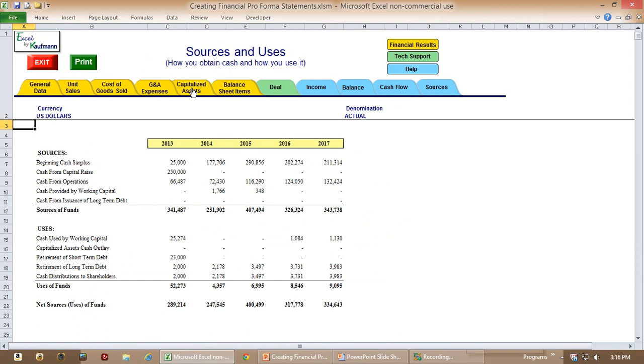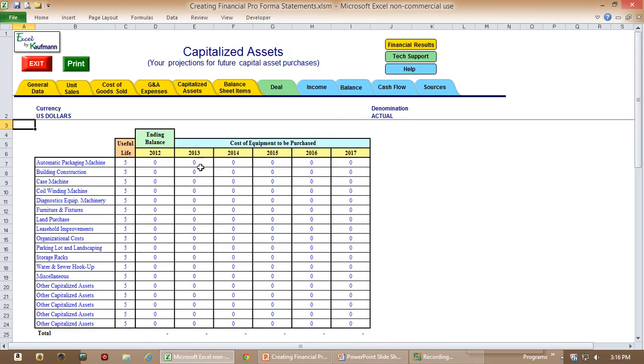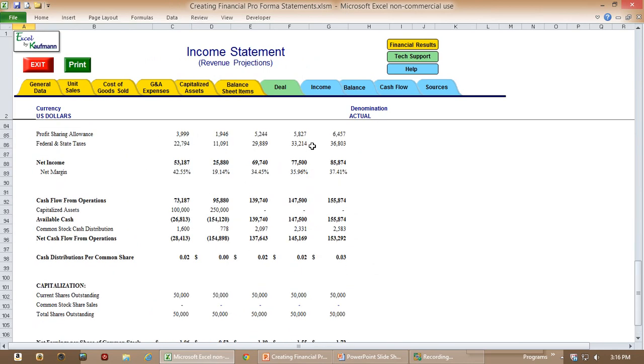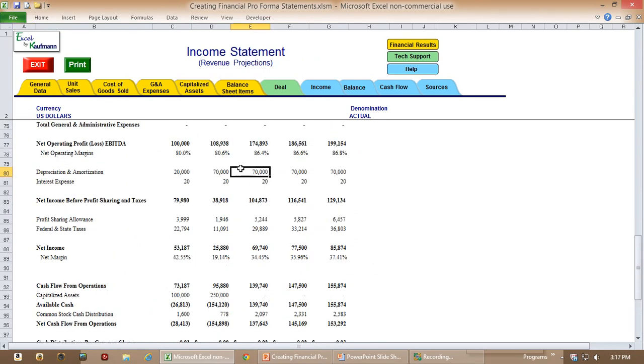Also, I failed to mention, let me show you two more things. Capitalized assets: they could go in here and enter the useful life for depreciation purposes, the year, and the amount they were going to buy it. This played out on the income statement down here in the depreciation category, and it's also showing in the cash flow and the sources and uses.